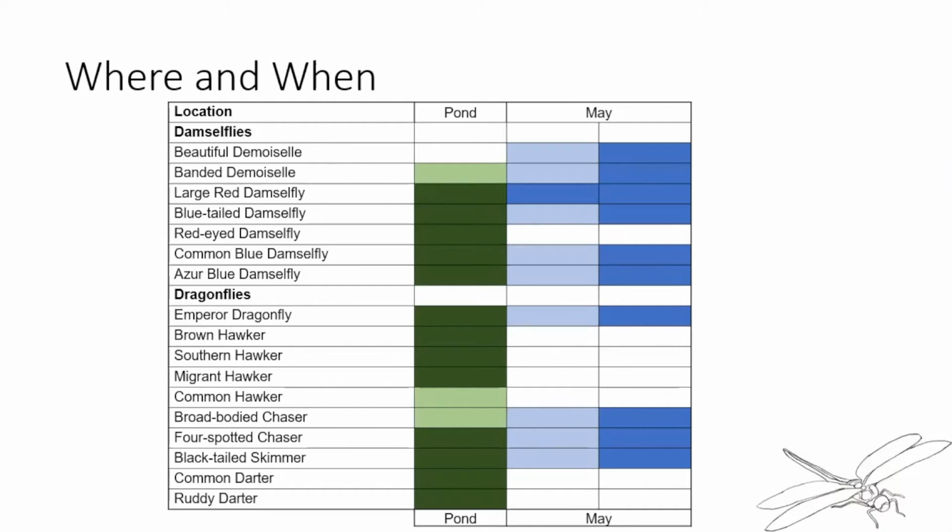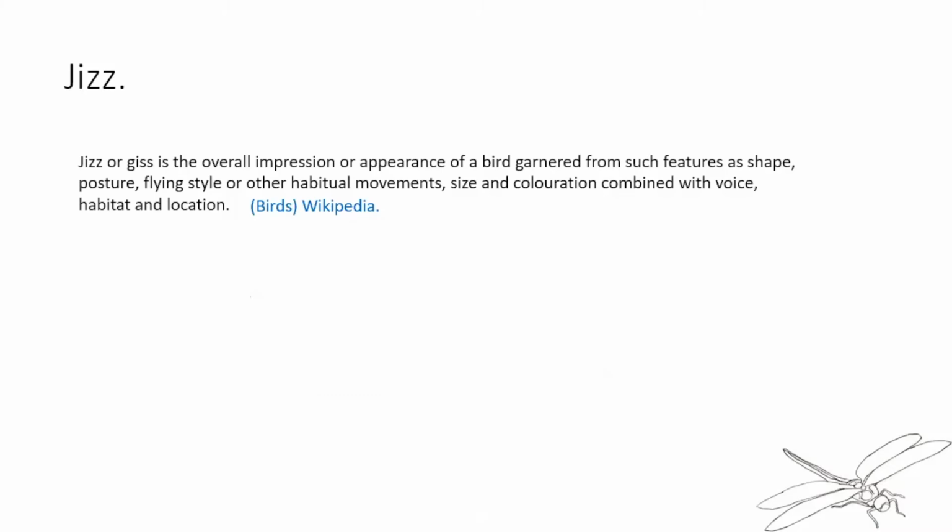It also gives you a clue to identification. If you were to tell me you saw a beautiful demoiselle in the middle of a peat bog, I doubt whether you would have. So it would be a rogue moving through. It wouldn't be a colony animal. So jizz, now if you have a quick look at that, read that for a second or two.